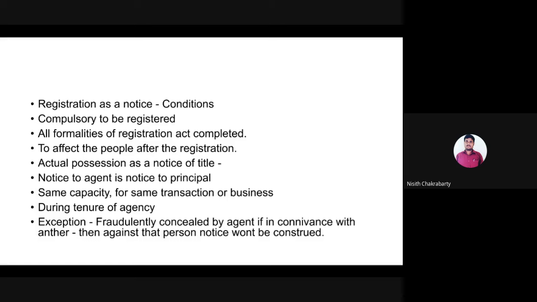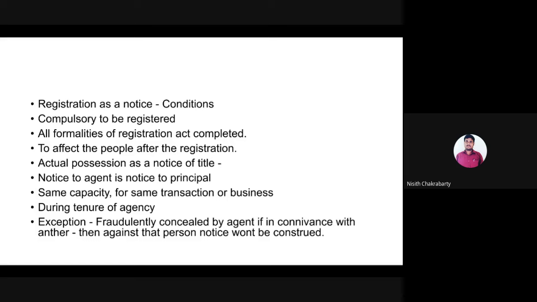That means that I'm a principal and I have appointed an agent, and if the agent has received a notice, then it will be deemed as if the principal has received a notice as well. But for that also some conditions have to be satisfied, that it must be in the same capacity. When the agent came to know, it must be that he was acting as an agent and then he knew it. It is not that he learned it in his personal capacity; that is not to be counted as a notice.